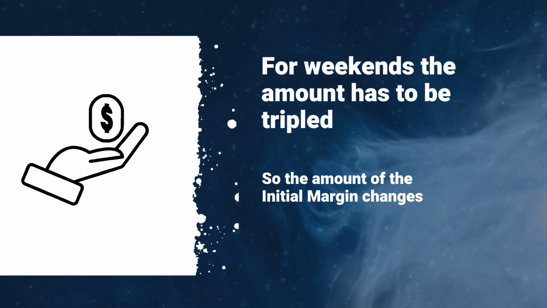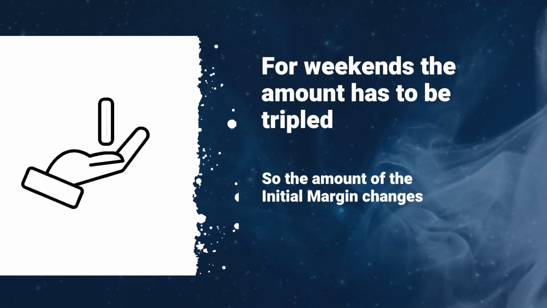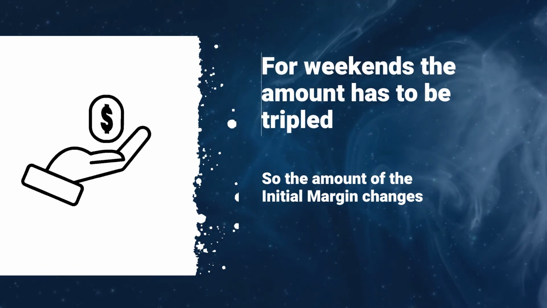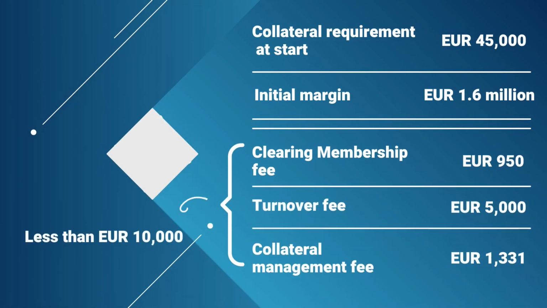Please have in mind that for the weekends, the amount has to be tripled, so on each Friday, the amount of the initial margin is Euro 4.97 million. As for the fees, the total monthly cost is less than Euro 10,000. That comes from the membership fee, from the turnover fee, and from the collateral management fee.